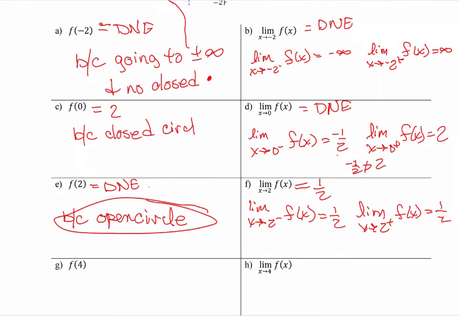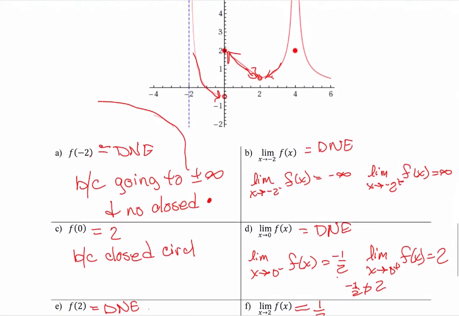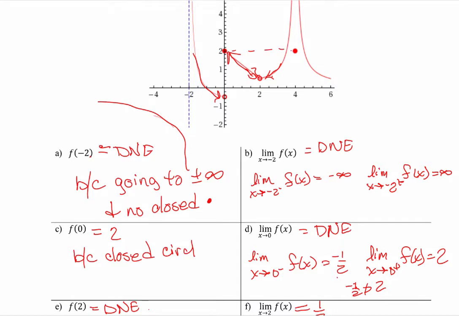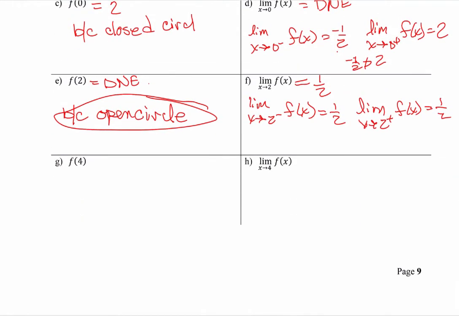Okay, now let's look at number 4. Now I'm going to go up here and get the information from the graph. So at 4, I have a closed circle at 2. So my function value at 4 equals 2 because of the closed circle. Now I'm going to scroll back up here and get the limit information, then come back down here and write it down.